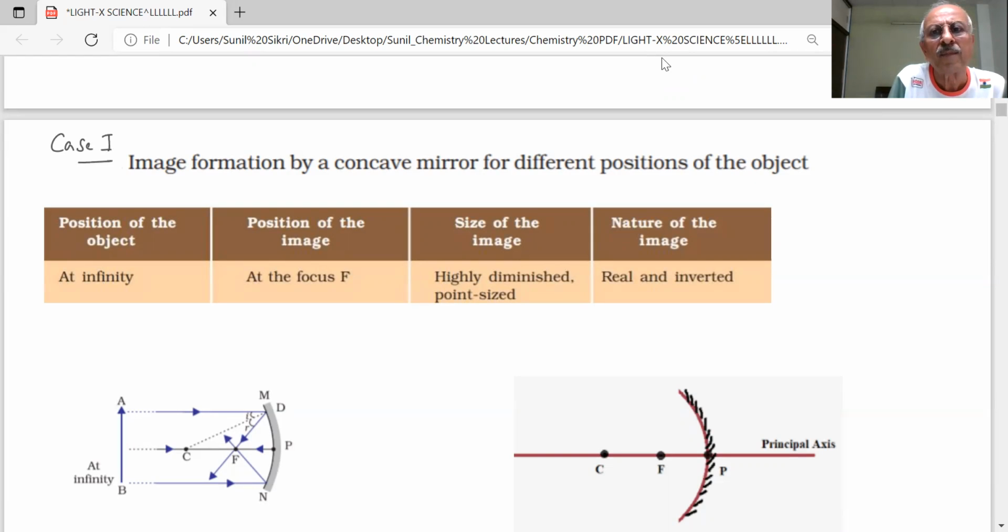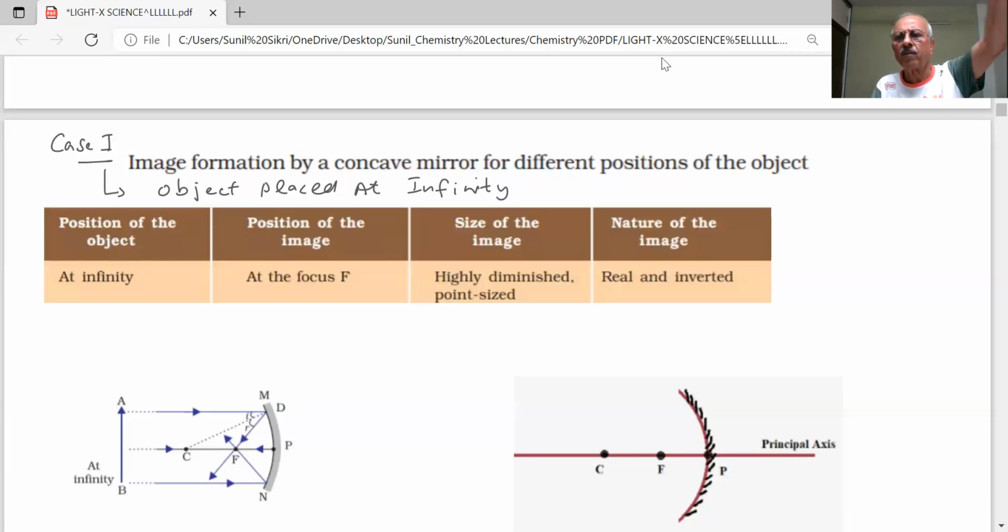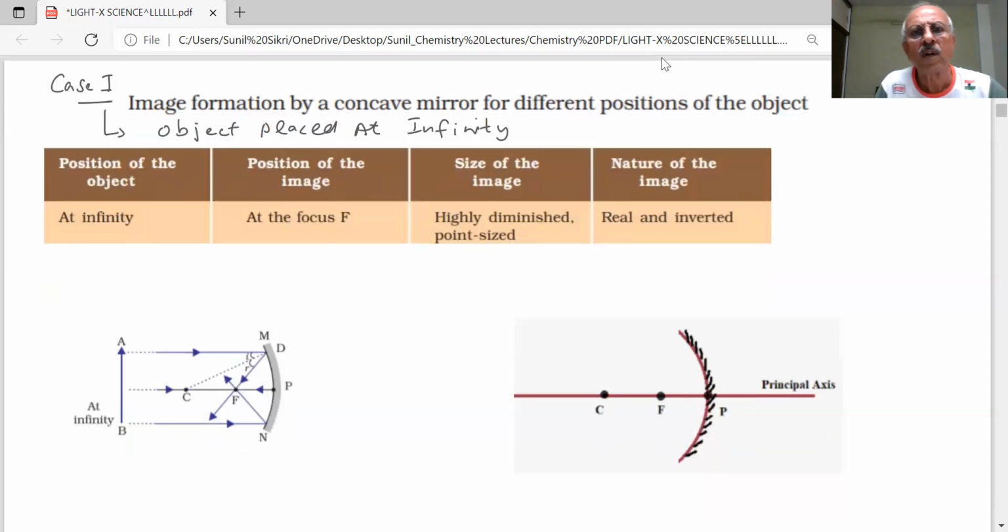What is case one? We are talking of image formed by concave mirror. In case one, student, I am saying the object is placed at infinity. Where is the object? What do you mean by infinity, student? Farther away. Infinity means the object is far away. That is what it means. Yes or no? What will be the position of the image we want to find out? What is the position when the object is at infinity? Our object is at infinity.